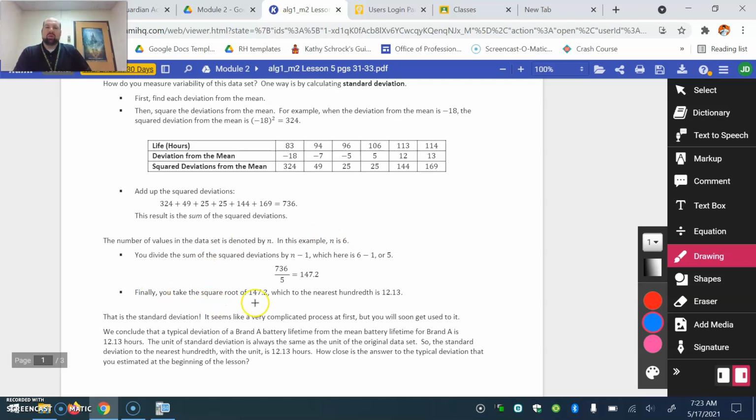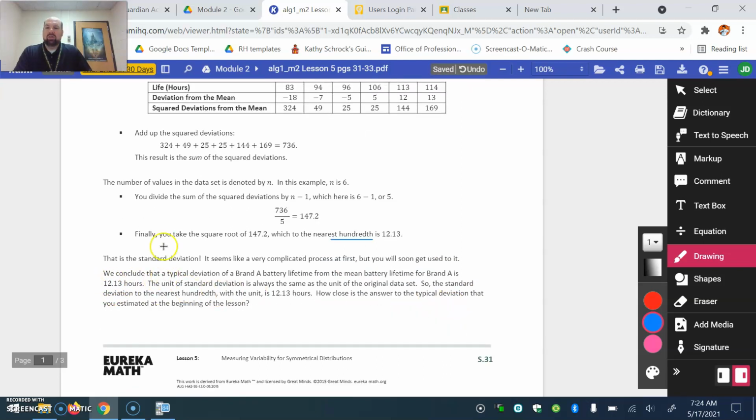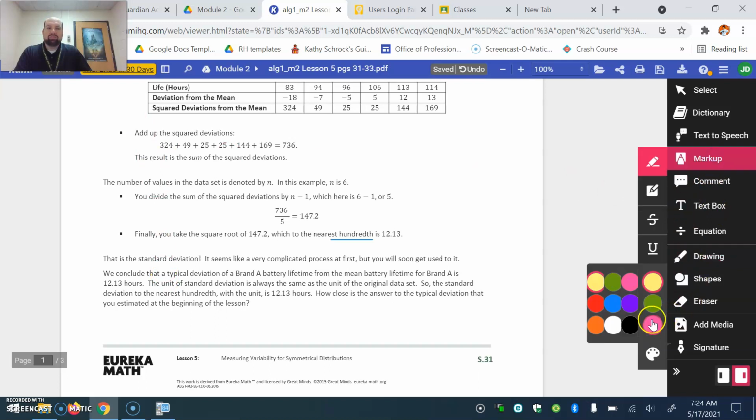So finally, you take the square root of that answer. It's kind of like we're going backwards now, the reverse of what we did earlier, squaring. We take the square root. It could be a perfect square, but in this case, it's not. So we round it to the nearest hundredth, which is 12.13. So we conclude, let me get my highlighter, that a typical deviation of brand A battery life from the mean battery life for brand A is 12.13 hours.